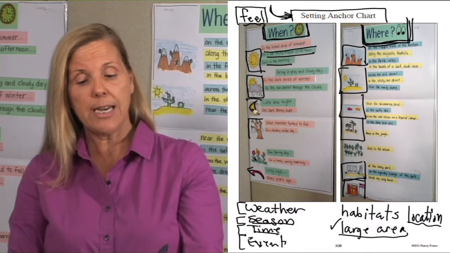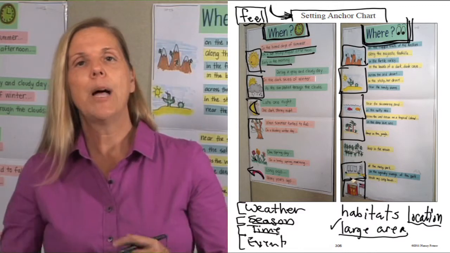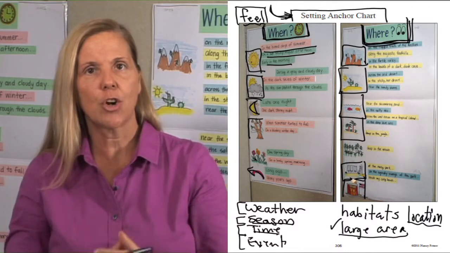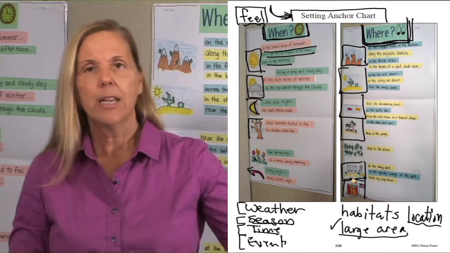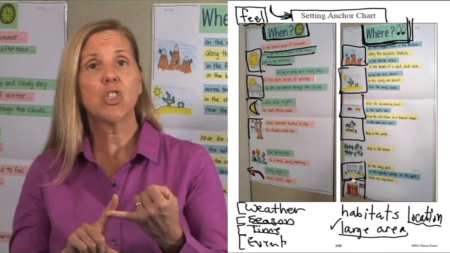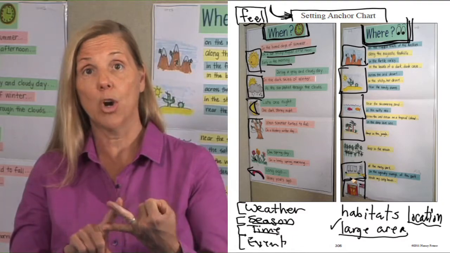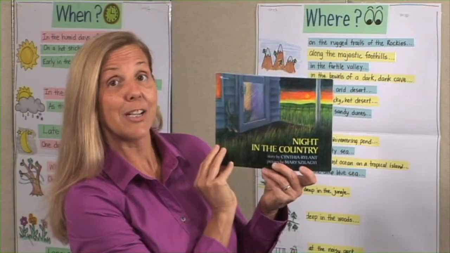We've seen that the purpose of this chart is a setting chart. We've organized it in categories. But how do we fill in this chart? The how can be done through published text or your own classroom work. Cynthia Rylant wrote Night in the Country.